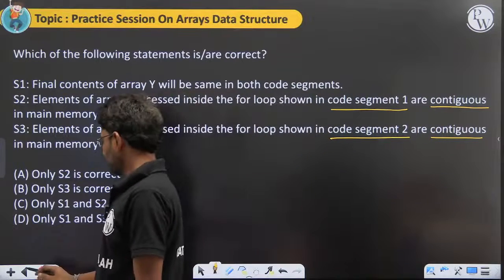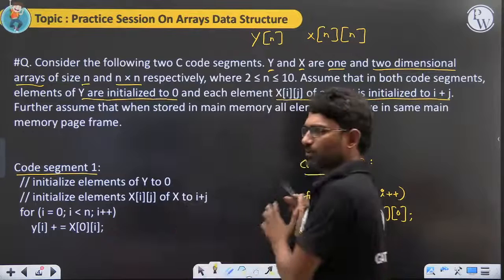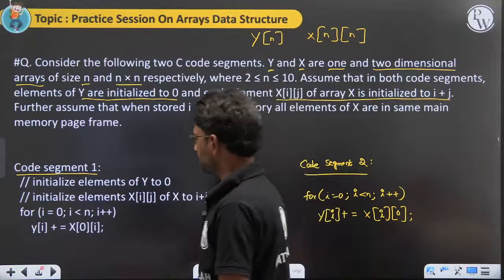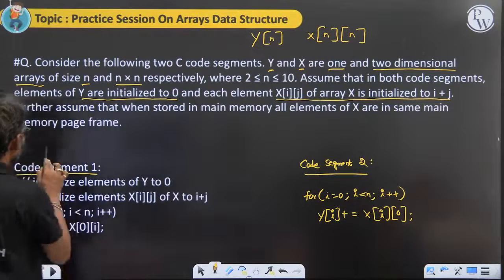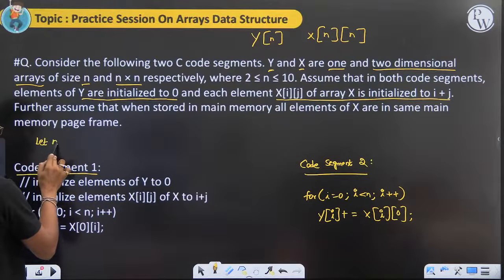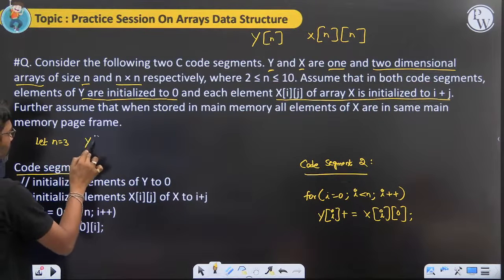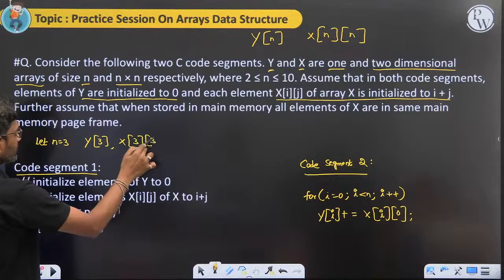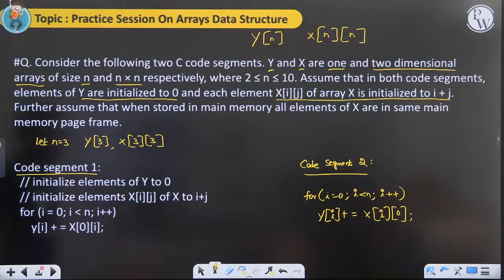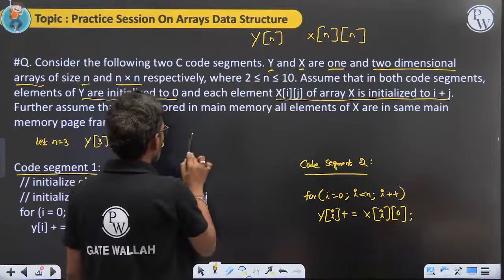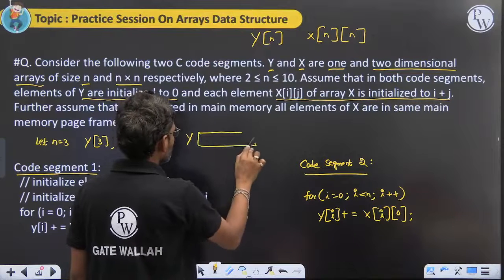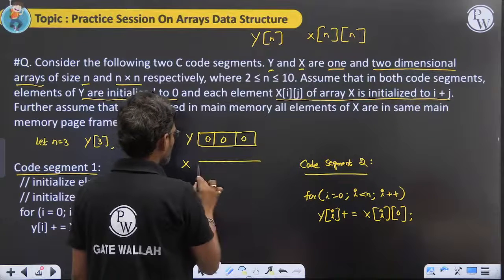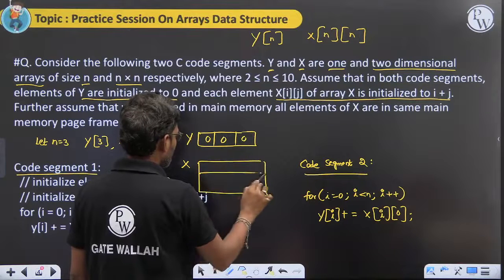Okay? These are the code segments. Let us execute, guys. Let n is equal to 3. So, it would be y of 3, x of 3 by 3. Right? So, what I take is y array is this, initialized to 0. X array, just for our convenience, I am taking it as a matrix.